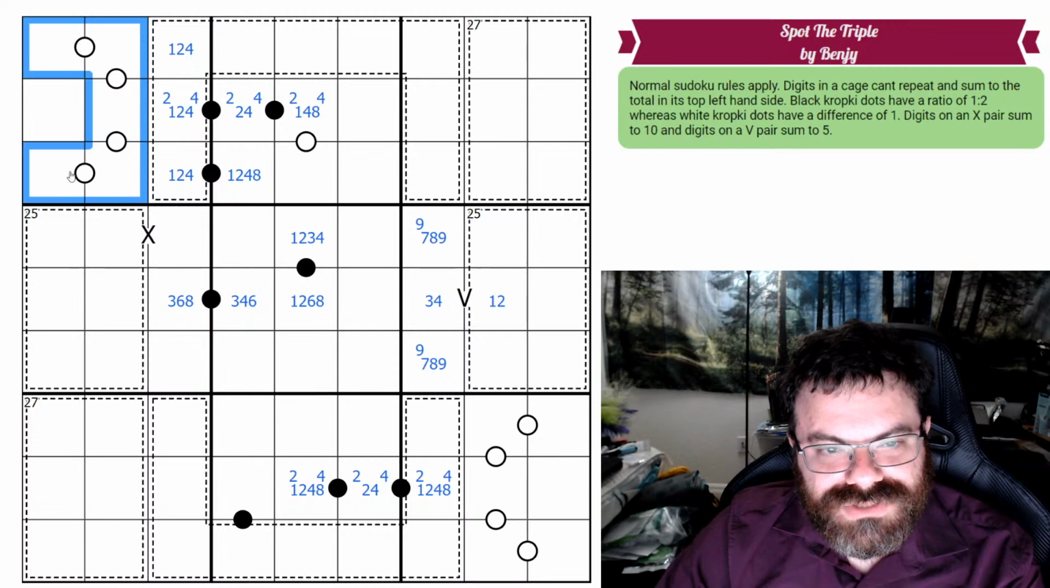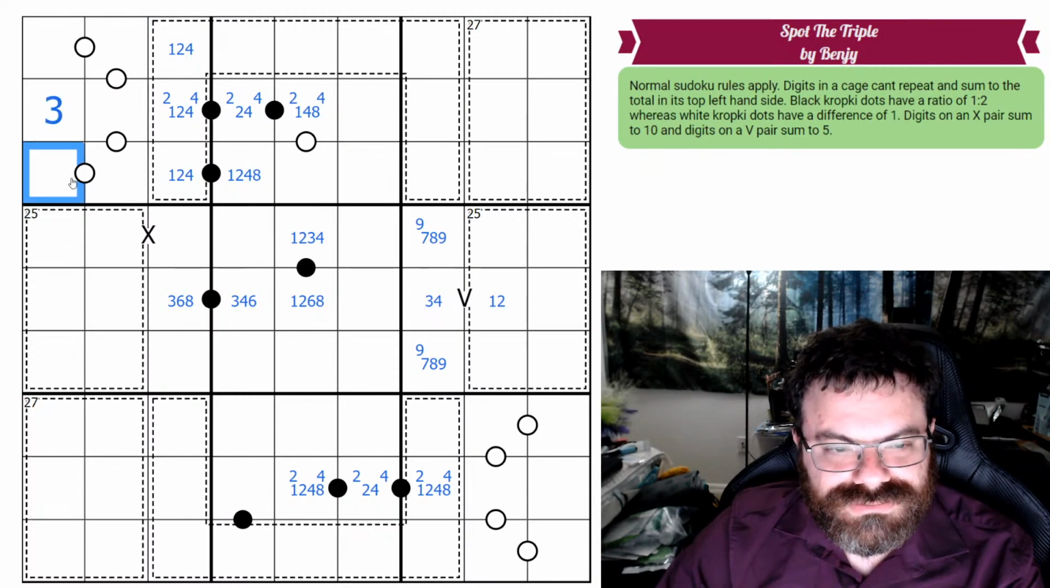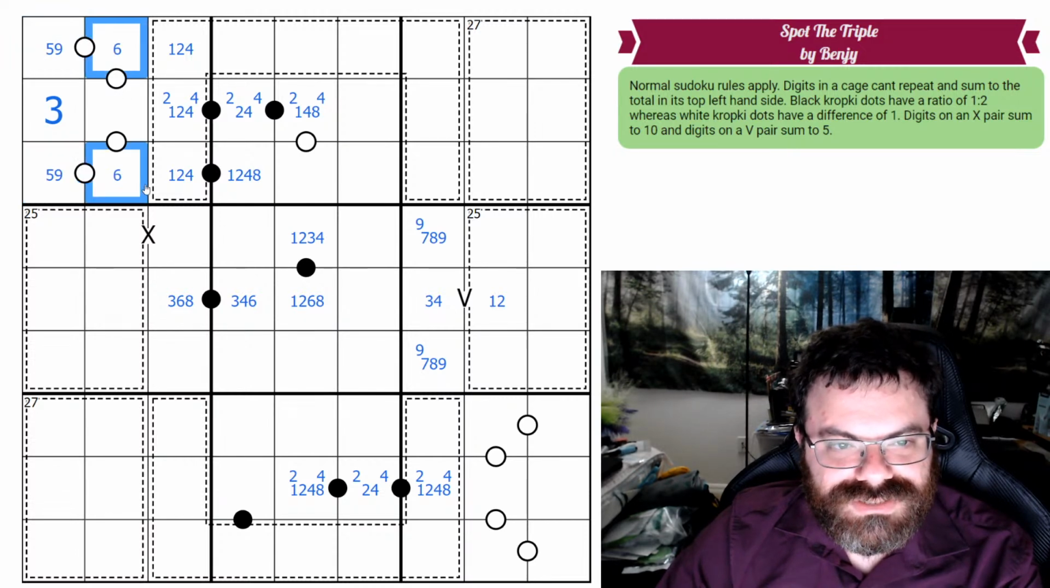Okay, yeah, so we can't be 1, 2, 3, 4, 5. We can't be 2, 3, 4, 5, 6, 3, 4, 5. So we're 5, 6, 7, 8, 9. So this is a 3. So these are 5, 9. These are 6, 8, and this is a 7.